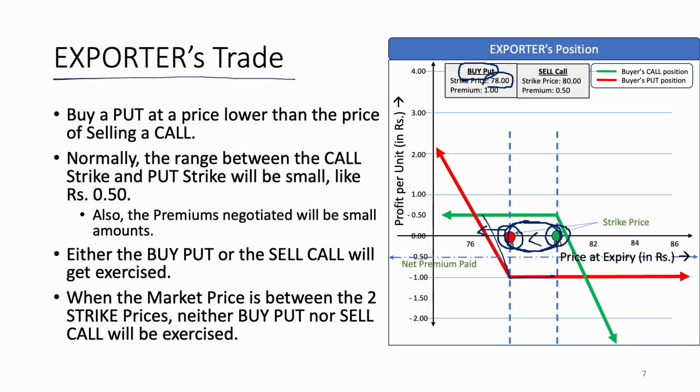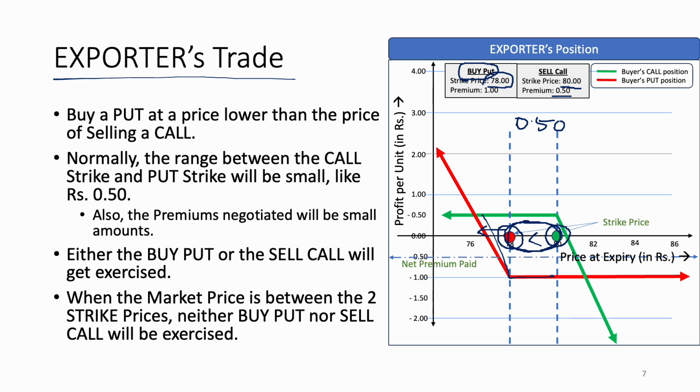So in our example, the sell call is made at 80 rupees strike price and the premium for the sell call is 50 paise. Again, you notice that the net premium he is paying is the difference between these two. For the buying, he will have to give 1 rupee, and for the sale of the call, he will earn 50 paise. So his net premium is 50 paise that he will be paying.